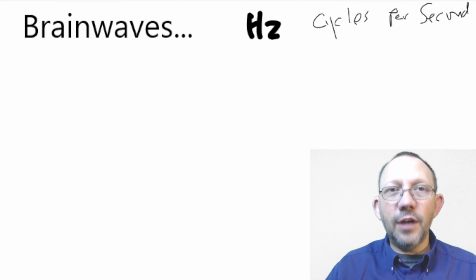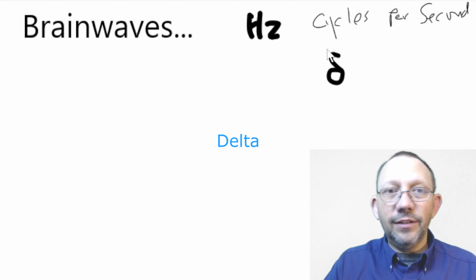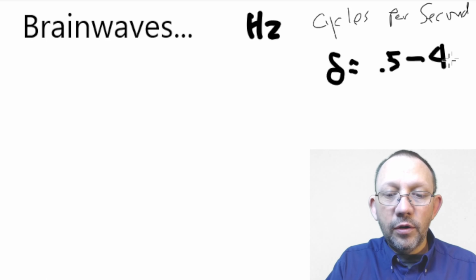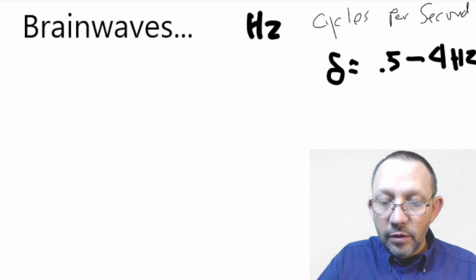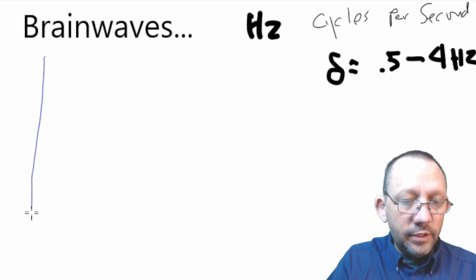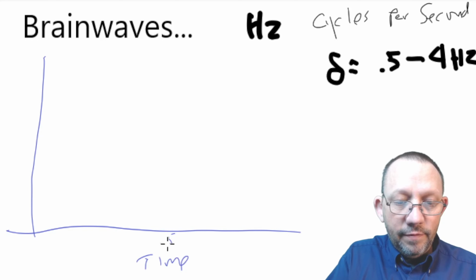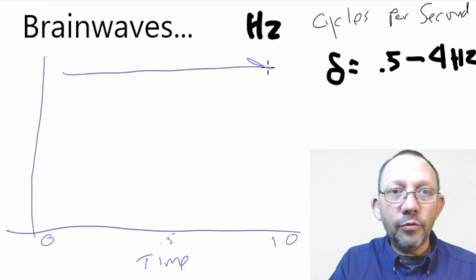Now, the first cycle we're going to talk about is the delta cycle. And that basically looks kind of like this. That's a delta symbol. And delta is between 0.5, so half a second, to 4 hertz. And what does that mean? So if we take our little chart here and draw over here, this is time, 0.5, this is 1.0 seconds, and this is 0 seconds. So as we're measuring it, we're going this way through time.